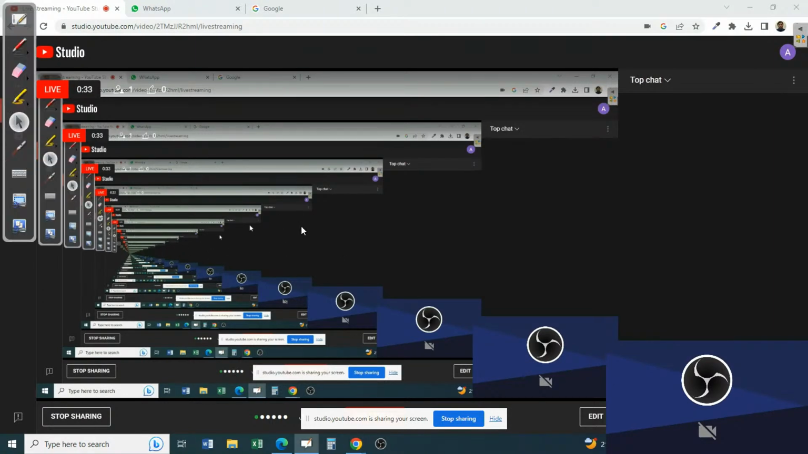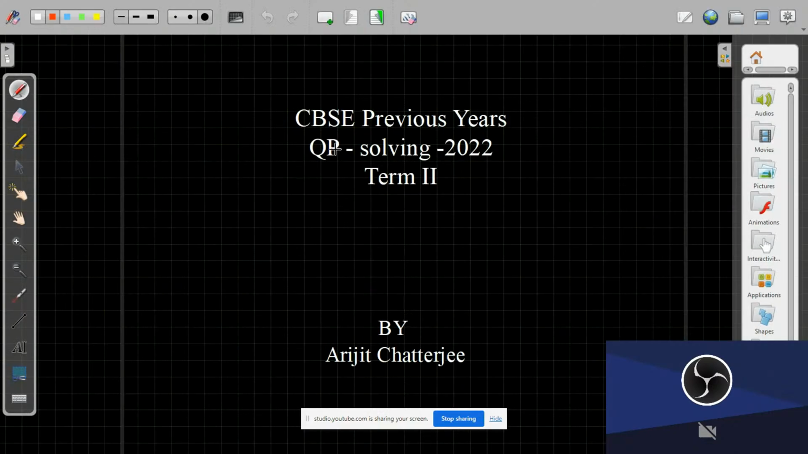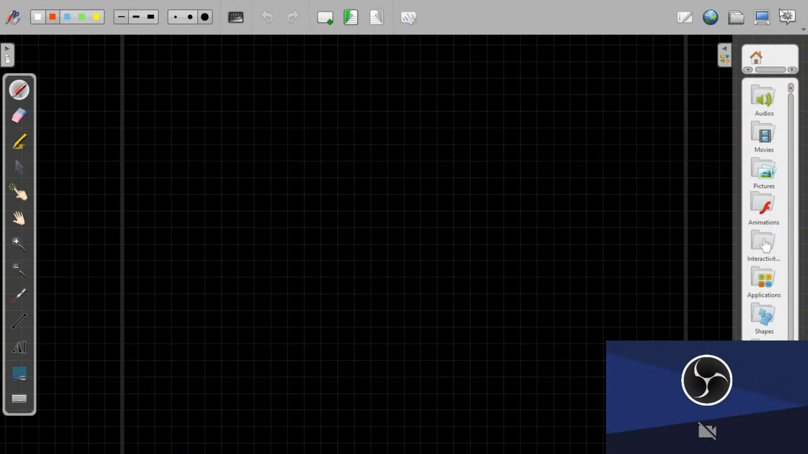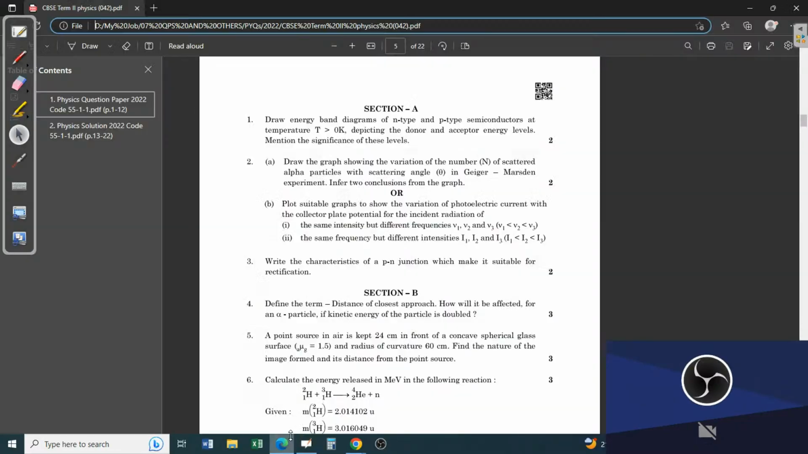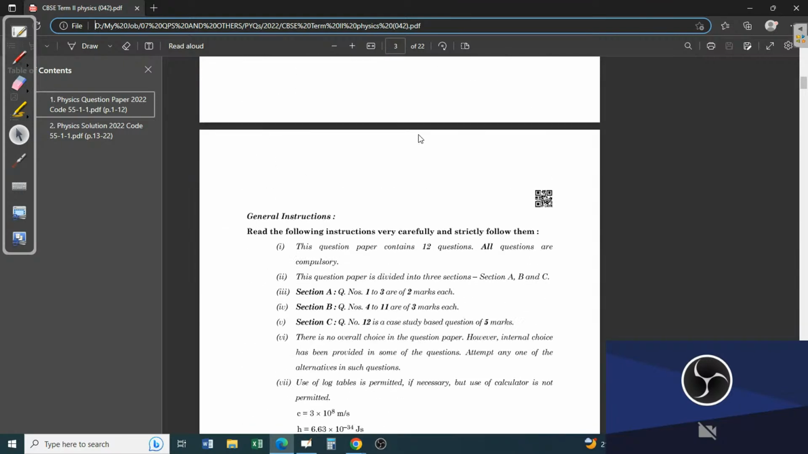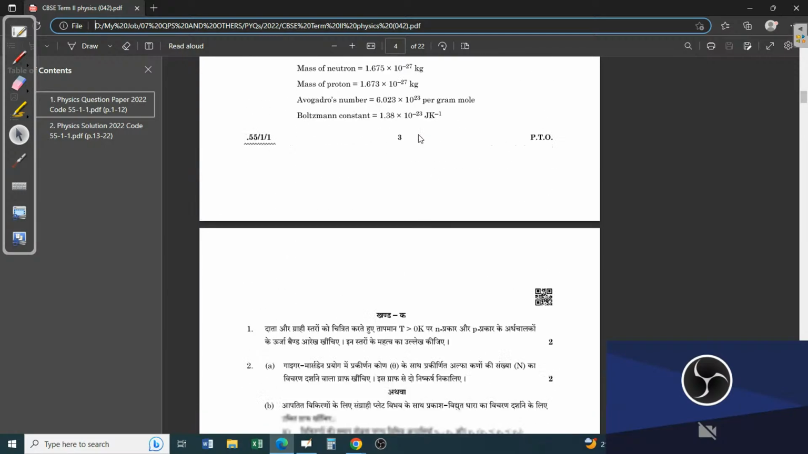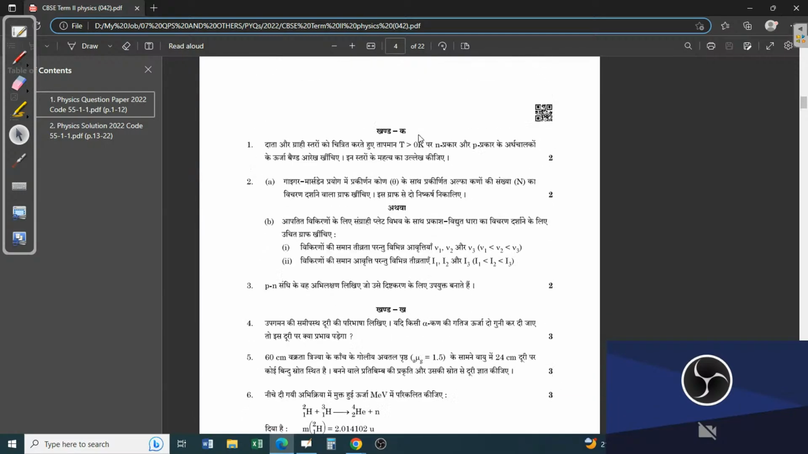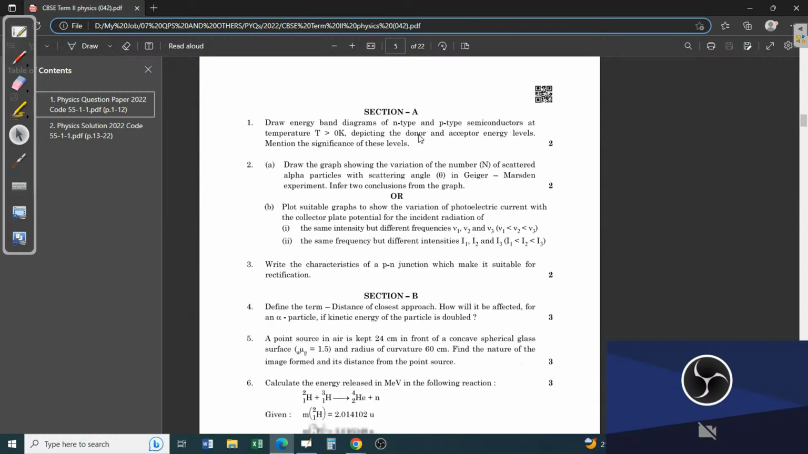So today I'm going to solve a previous year's question, that is 2022 term 2 theory paper CBSE physics. Let's see what are the questions there. So here is the paper, theory paper. So without any delay, let's start.